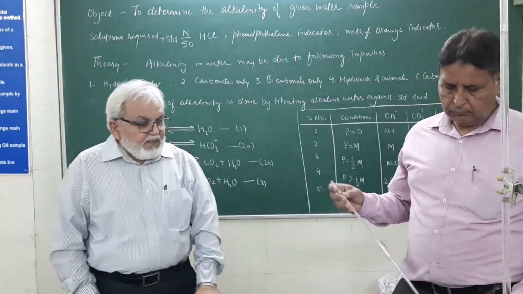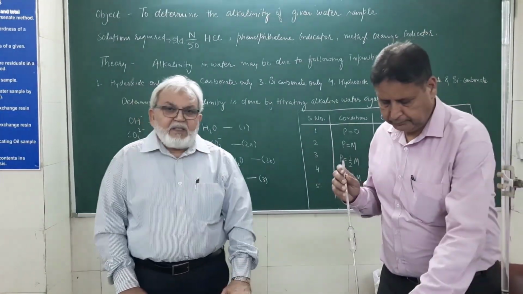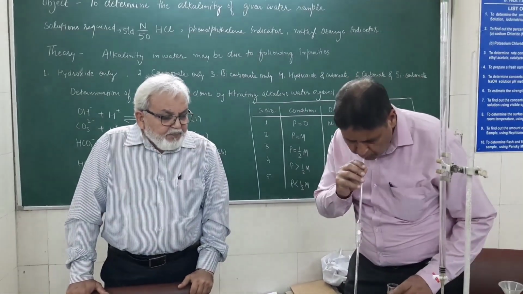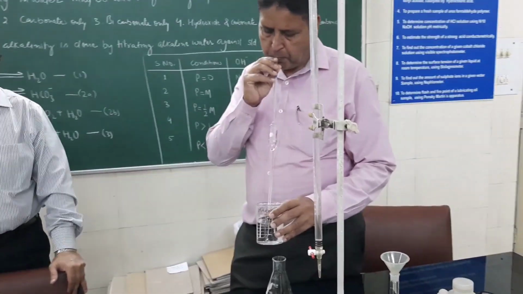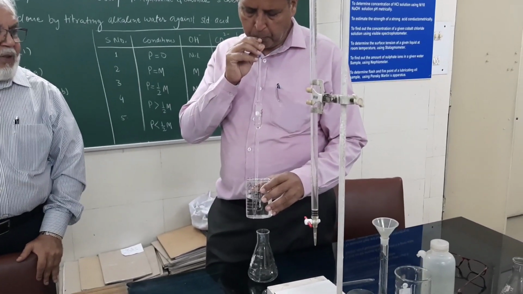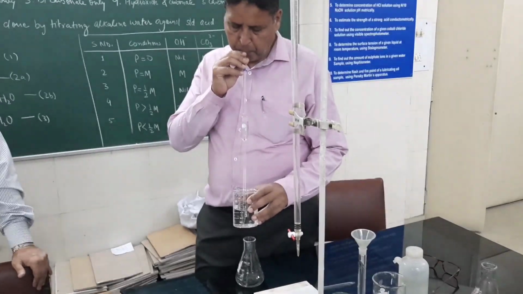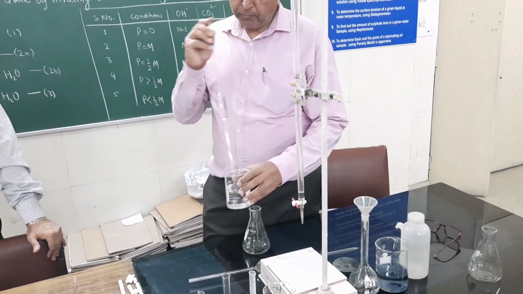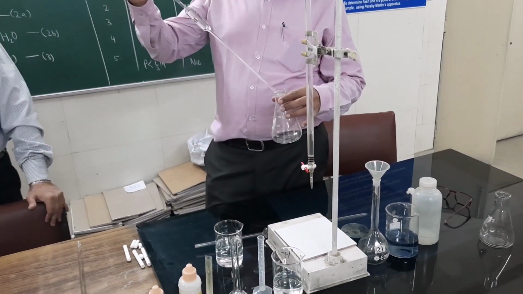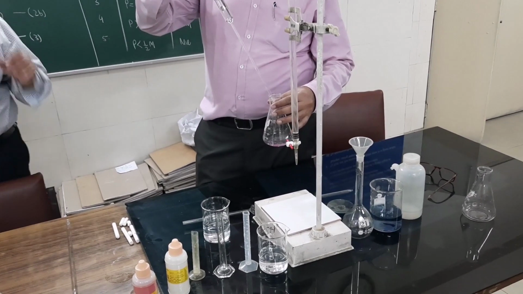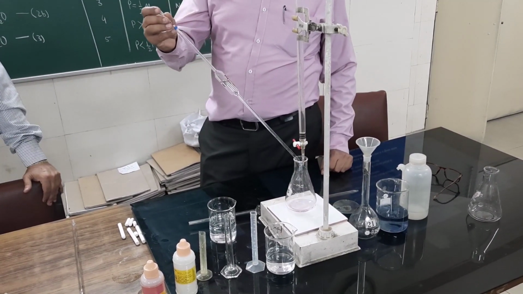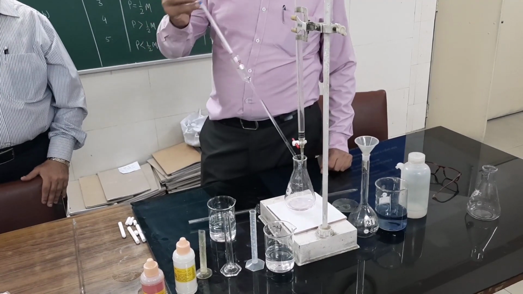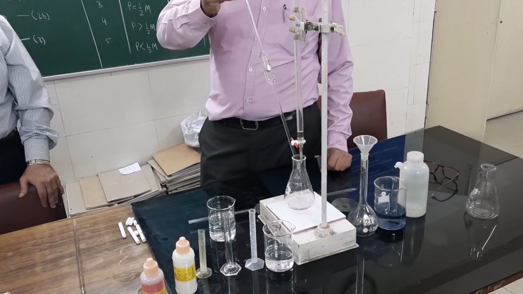So now let us proceed for the experiment, and for that transfer 25 ml of the given water sample into a washed conical flask. Add 2 drops of phenolphthalein indicator into it.